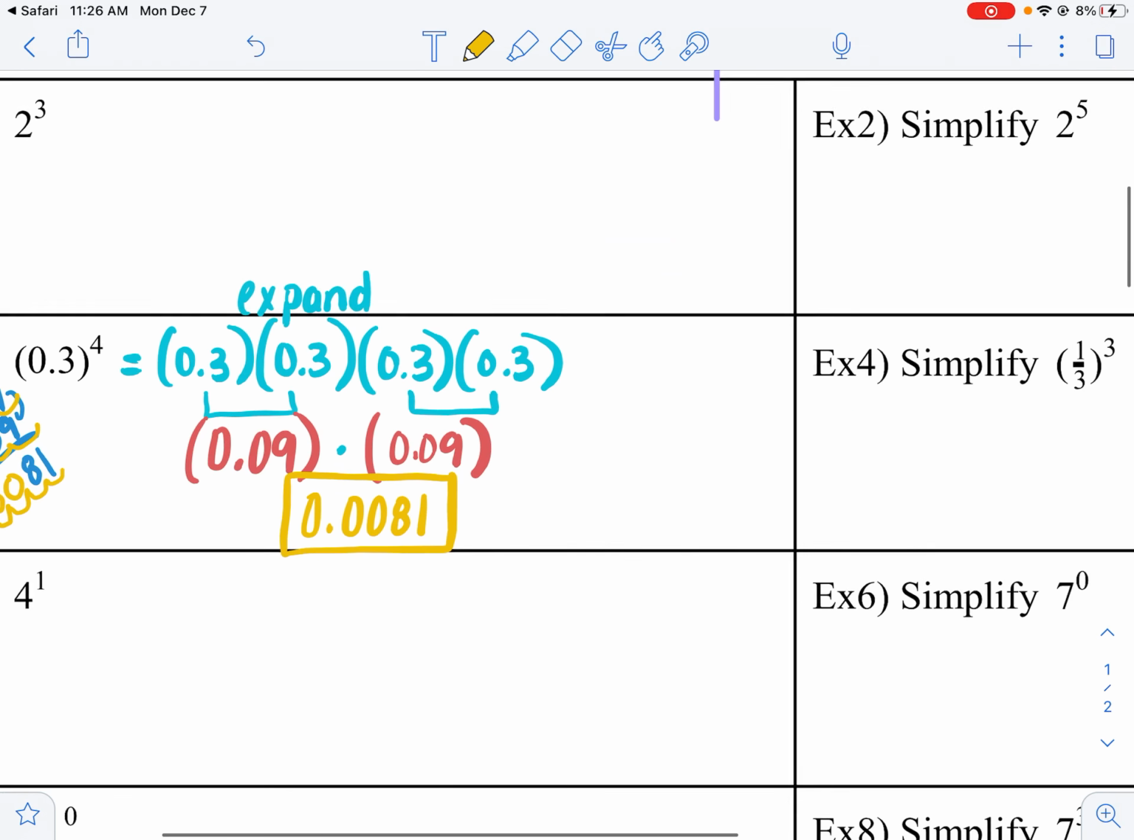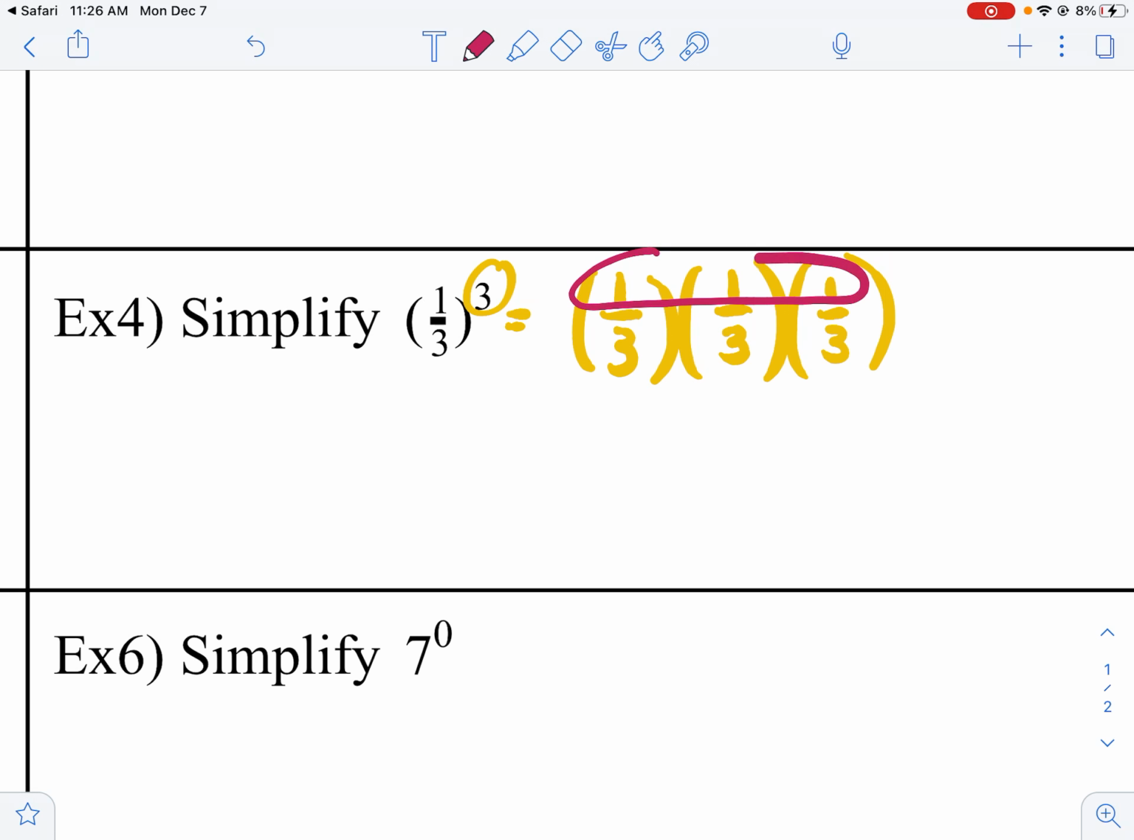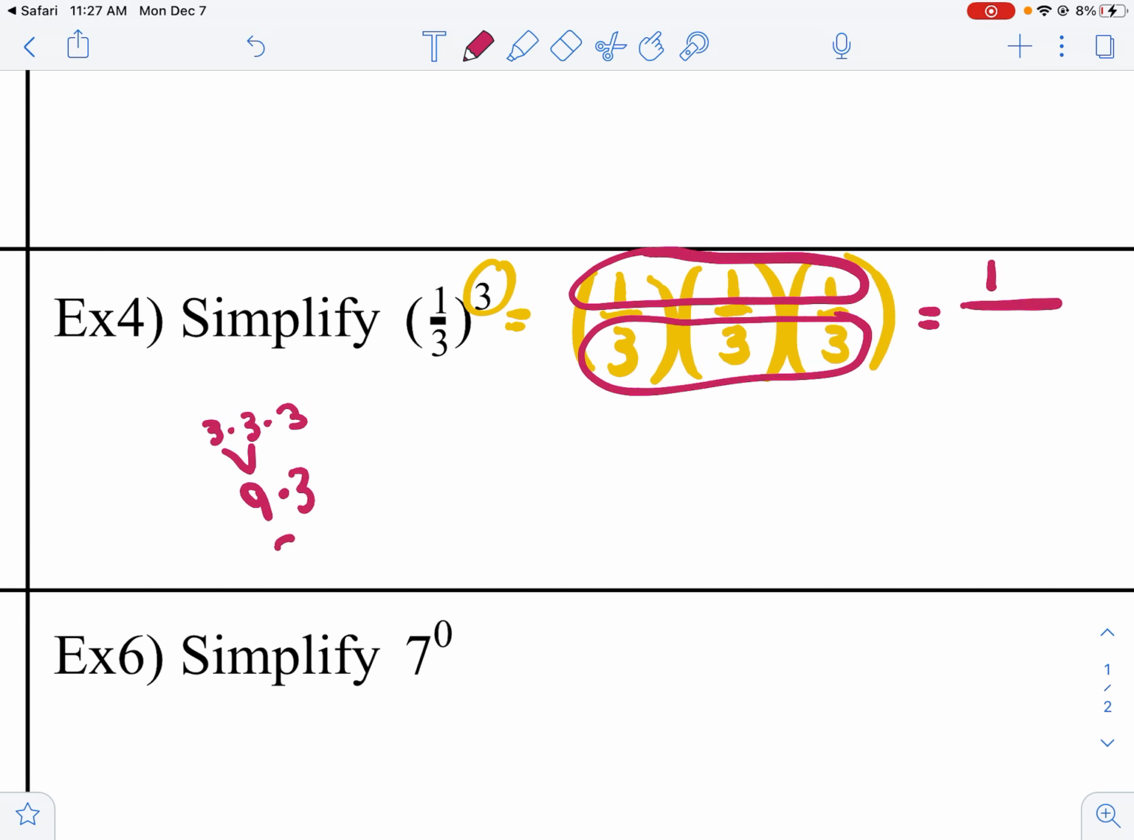And in our last question here, we're going to do fractions. Fractions work the same way. So let's expand it. We have 1/3 times 1/3 times 1/3, 3 different times, just like our exponent 3 tells us. And we can multiply fractions all at one time. Our numerators multiply together, 1 times 1 times 1, which is 1. And our denominators multiply together. Now let's just do a little bit of side work. 3 times 3 is 9, and 9 times 3 is 27. So our final answer here would be 1/27.